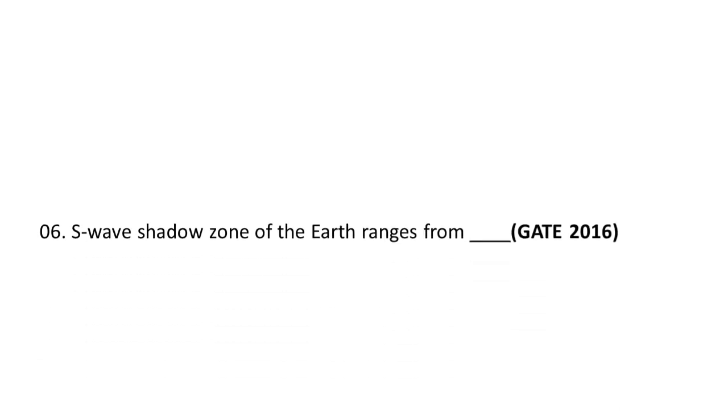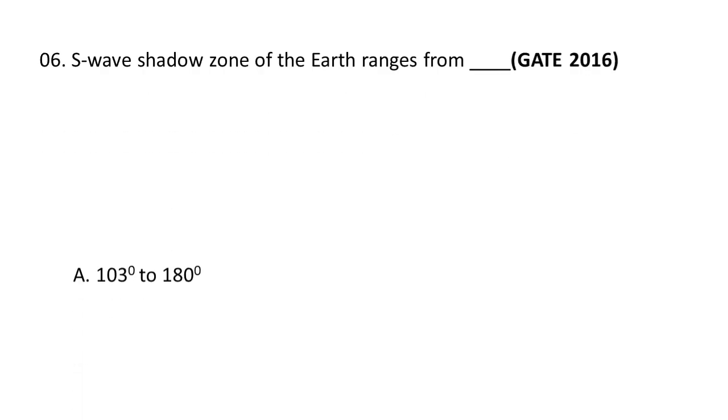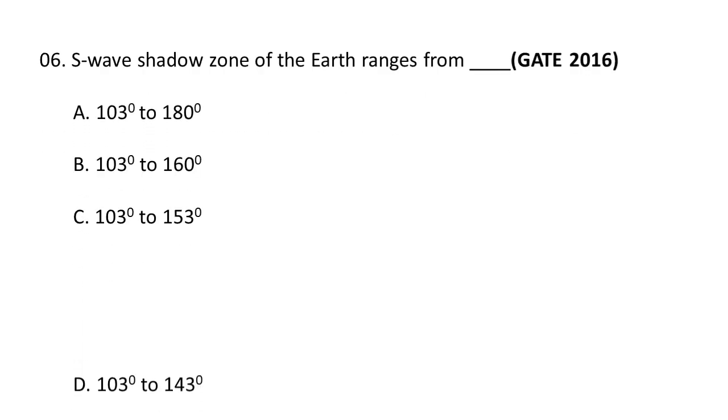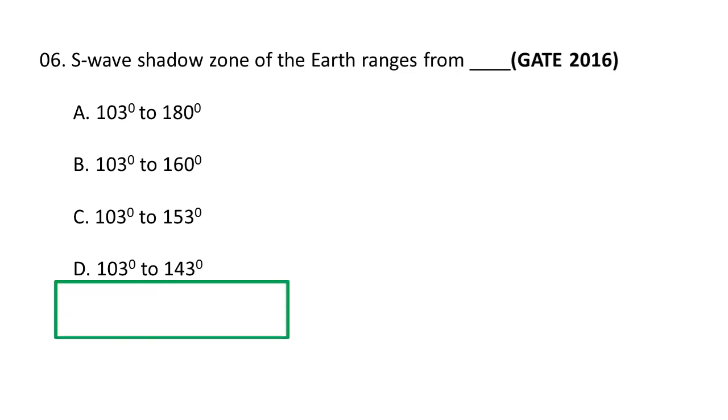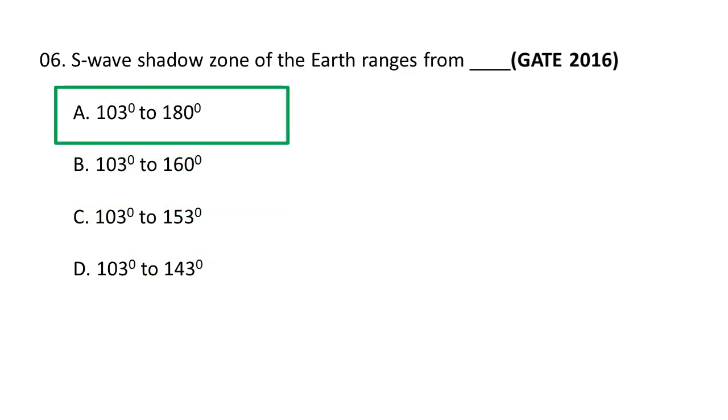Next question. The S-wave shadow zone of the earth ranges from A. 103 degrees to 180, B. 103 degrees to 160 degrees, C. 103 to 153 degrees, D. 103 degrees to 143 degrees. The S-wave shadow zone of the earth ranges from 103 degrees to 180 degrees. It extends from 103 degrees away from the focus of an earthquake to the point directly opposite the focus on the earth's surface. So, this area covers a total of 154 degrees out of 360 of the earth's circumference. So, A. 103 to 180 is the correct option.